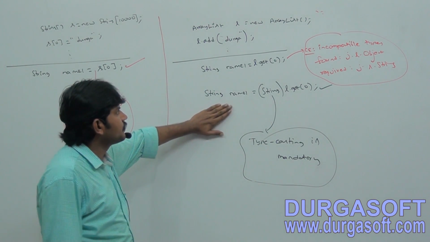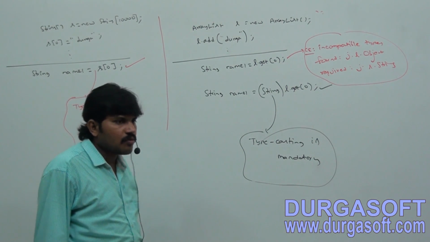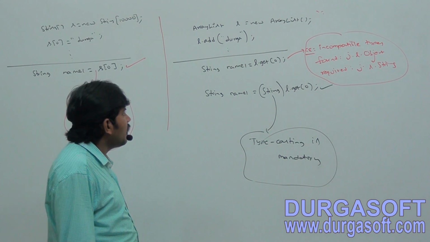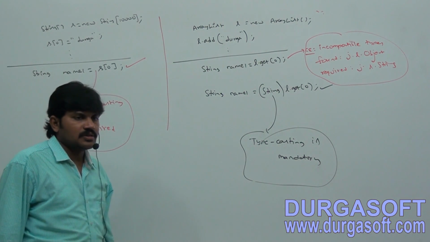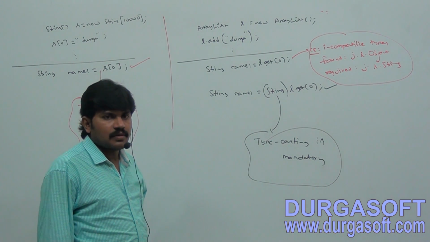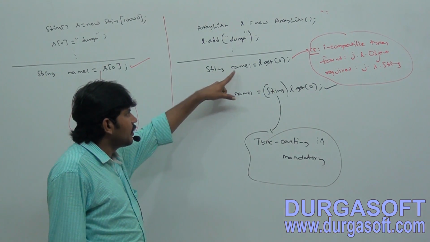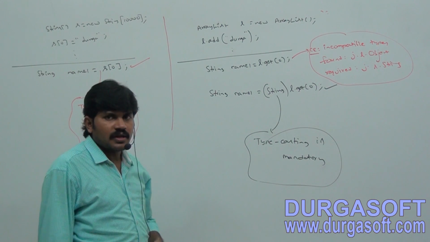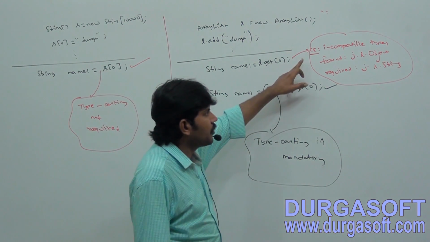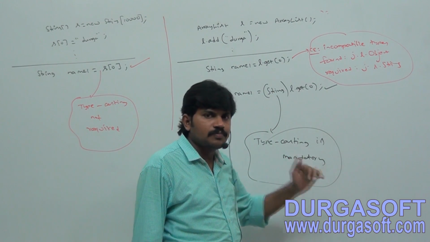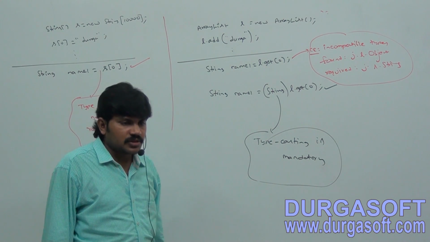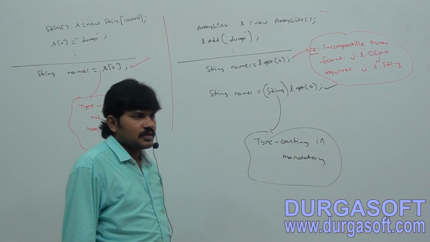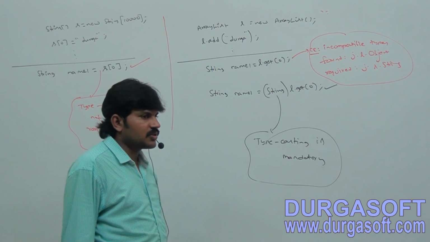Like, take this example: ArrayList l = new ArrayList(); l.add("Durga"); then String name1 = l.get(0). At compile time we are going to get an error: incompatible types, found java.lang.Object, required java.lang.String. Completed, right?